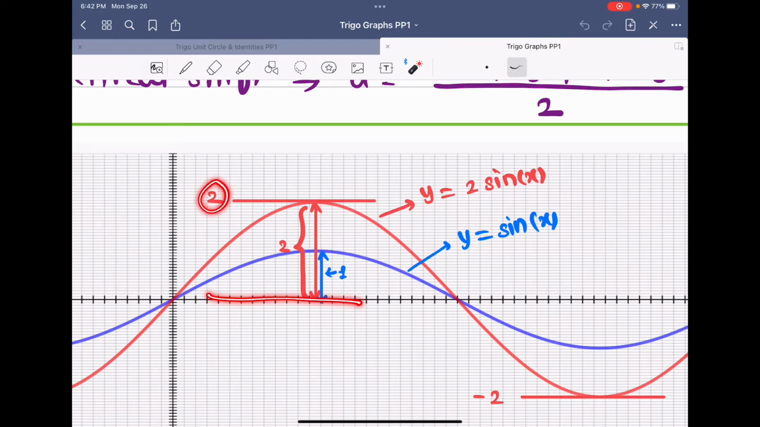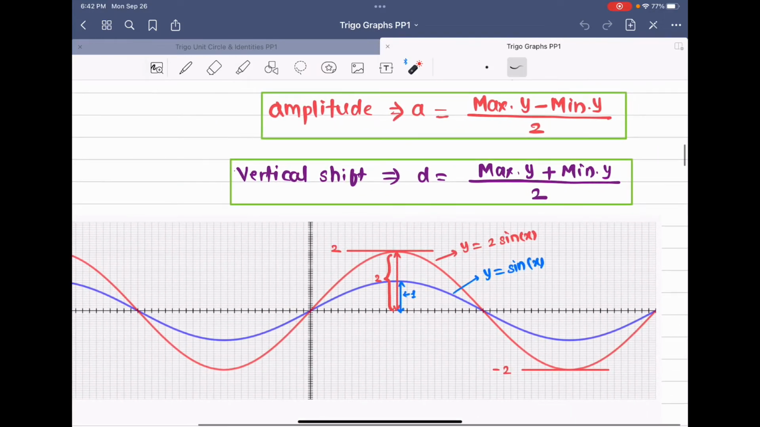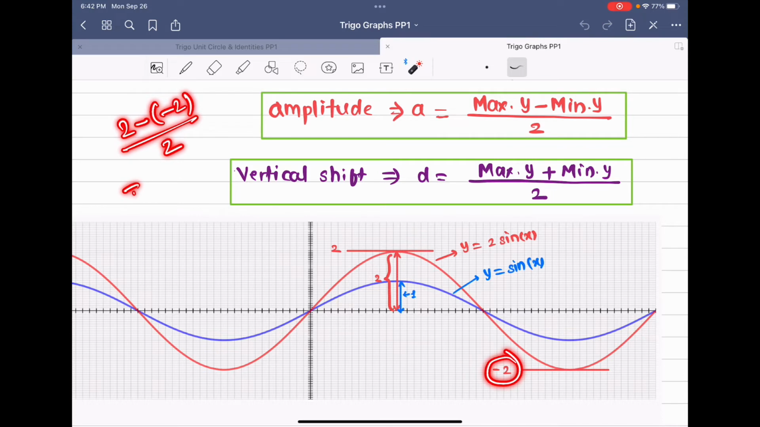So it is 2. But in case the problems are different, sometimes they will give you the value, sometimes they will not give you the value. So how do I calculate? Amplitude is max y minus min y upon 2. So max y is 2 minus -2, divided by 2, which is basically 2 plus 2 divided by 2, which is 4 upon 2, which is 2. So amplitude is 2. So you can see here, y is equal to sine x now becomes y is equal to 2 sine x. So 2 is your amplitude.